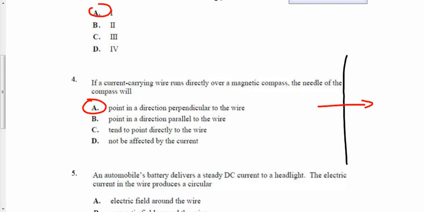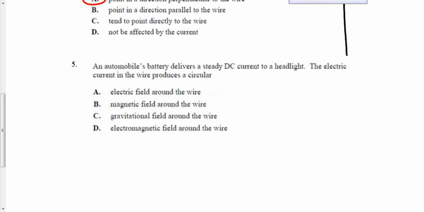A would be. And number 5, an automobile's battery delivers steady DC current to a headlight. DC just means direct current. We use direct current from batteries, solar cells. Alternating current is used in our houses. Direct current is current that goes in one direction and maintains a constant value. It's not changing back and forth. Alternating current is current that's going this way, and then it's going this way, and then it's going this way, and then it's going this way. It changes direction 60 times per second.